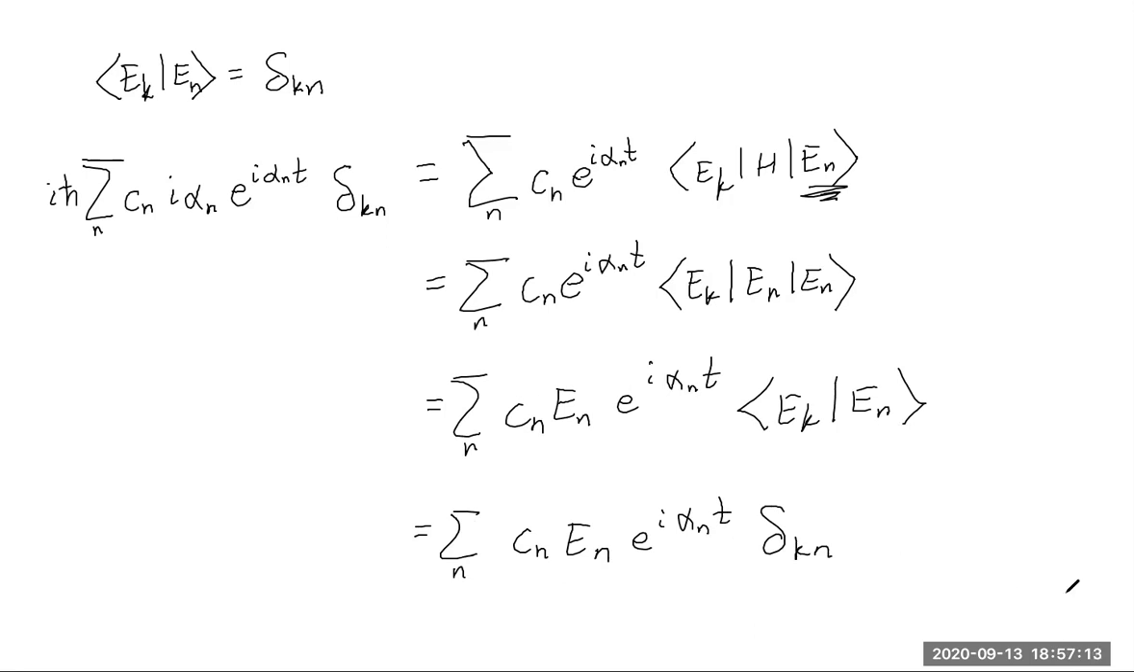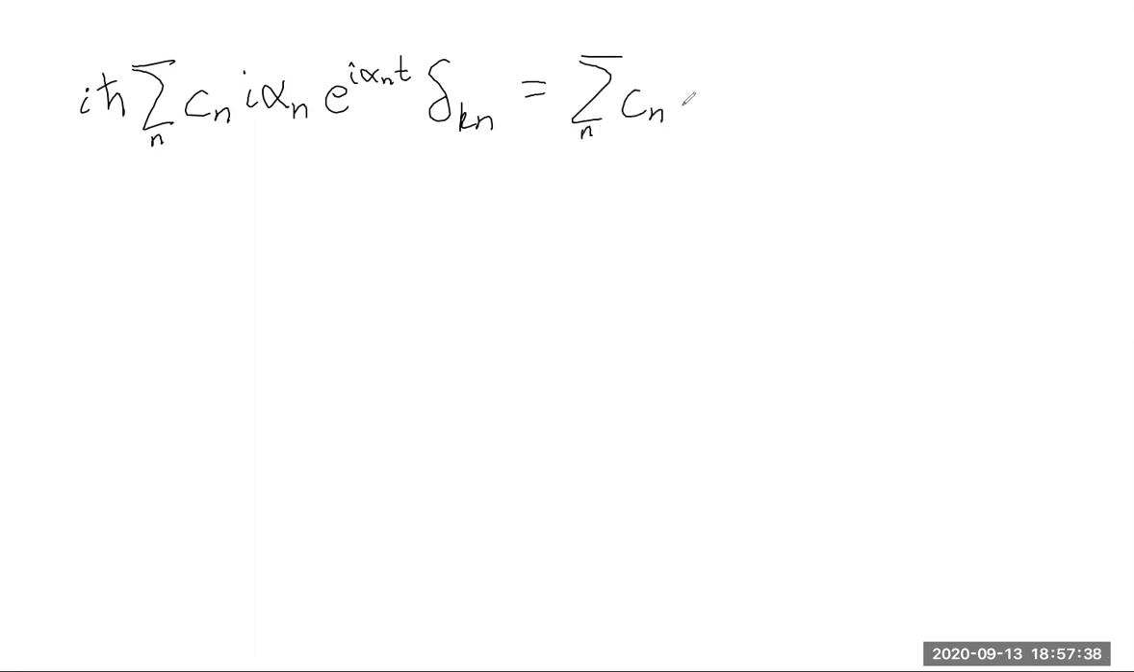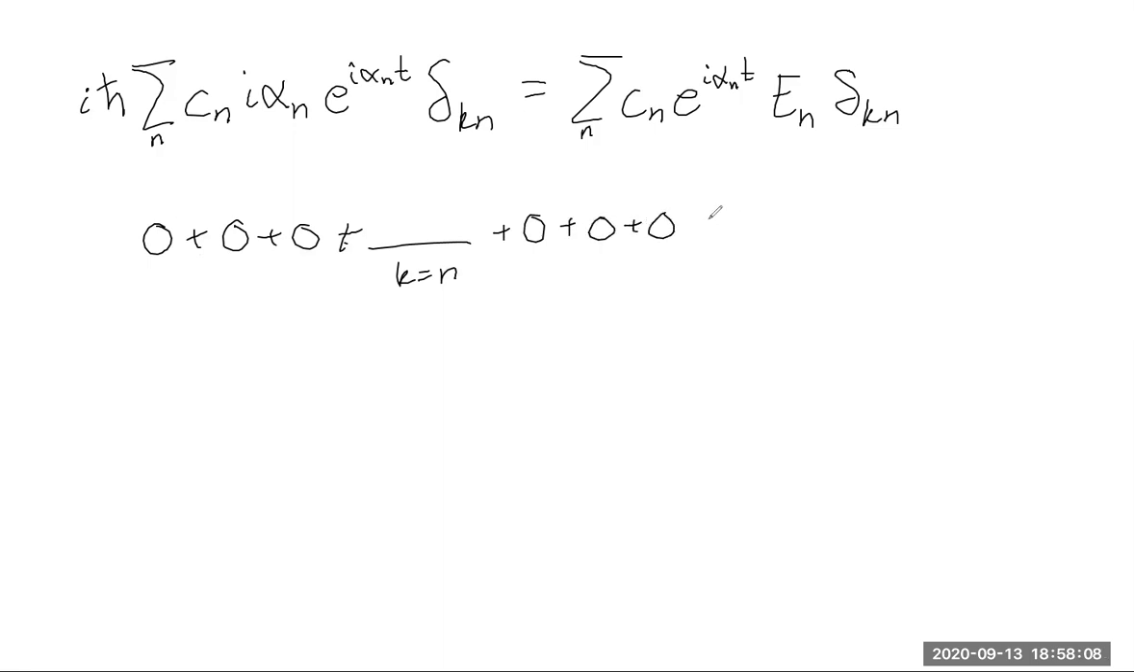Okay, let's rewrite this equation. I now have i h bar times the sum over n of C sub n, i alpha sub n, e to the i alpha n t times the Kronecker delta kn. This is equal to the sum over n of C sub n e to the i alpha n t times E sub n, the eigenvalue, times the Kronecker delta kn. And I say to myself, remember that delta equals 1 if k and n are the same, and if they're different, it's 0. So this is really just a sum of 0, 0, 0, plus some non-zero when k equals n, plus a whole bunch of other terms that are also 0. That's what the sum is. So I just need to be worried about this one non-zero element.